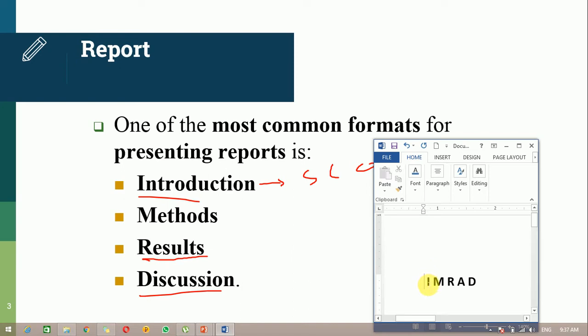Sometimes there is an A, which stands for abstract. Many reports begin with an abstract, so the structure may also be referred to as AIMRAD. Some reports have an abstract, but it's optional, so I will place it in brackets so you can see that. Again, abstract, introduction, methods, results, and discussion. This is the acronym we give to the report format or structure.